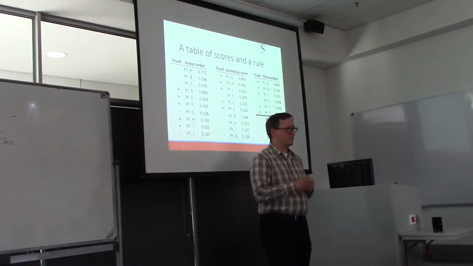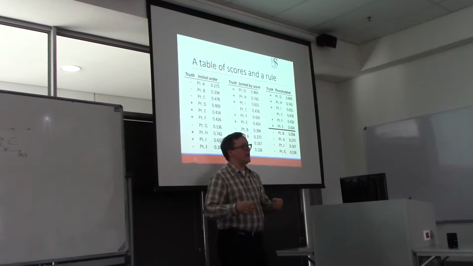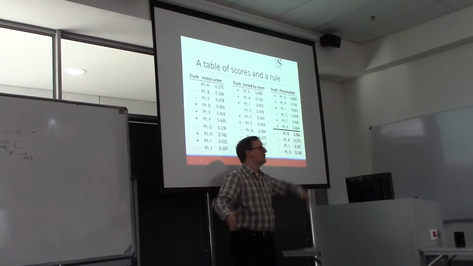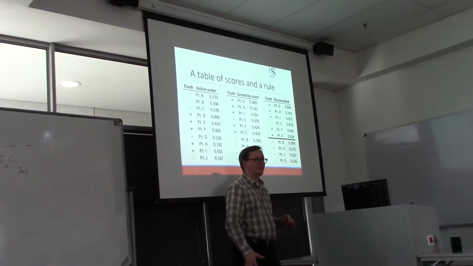Okay, so first we needed to have some sort of metric that would allow us to rank everybody from top to bottom, and then we need a rule that lets us cut them into the positive and negative sets. That's the goal for this analysis.